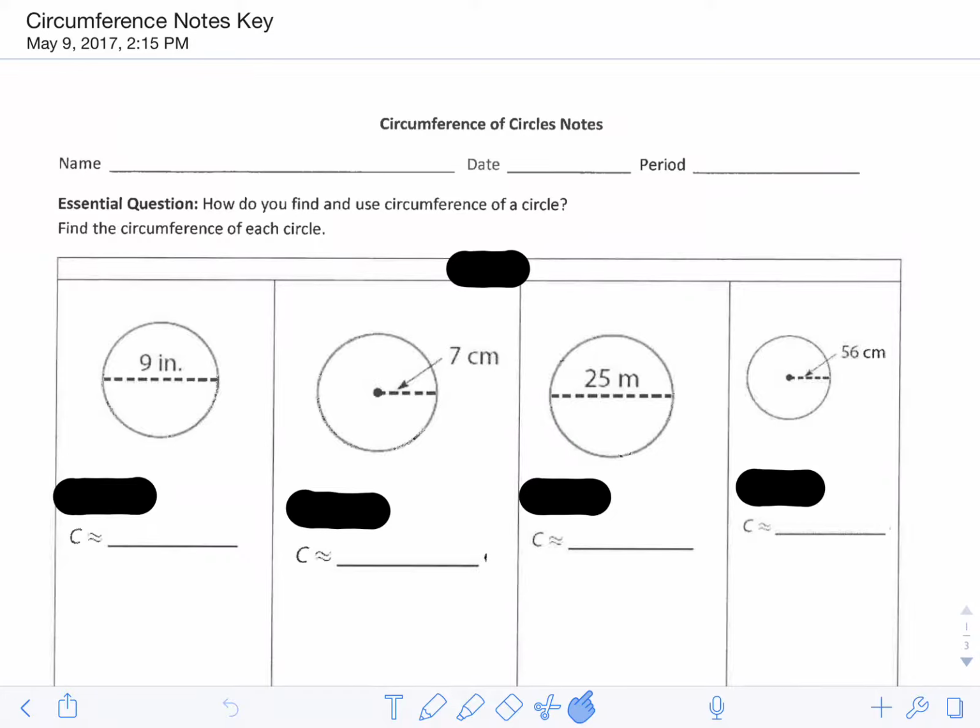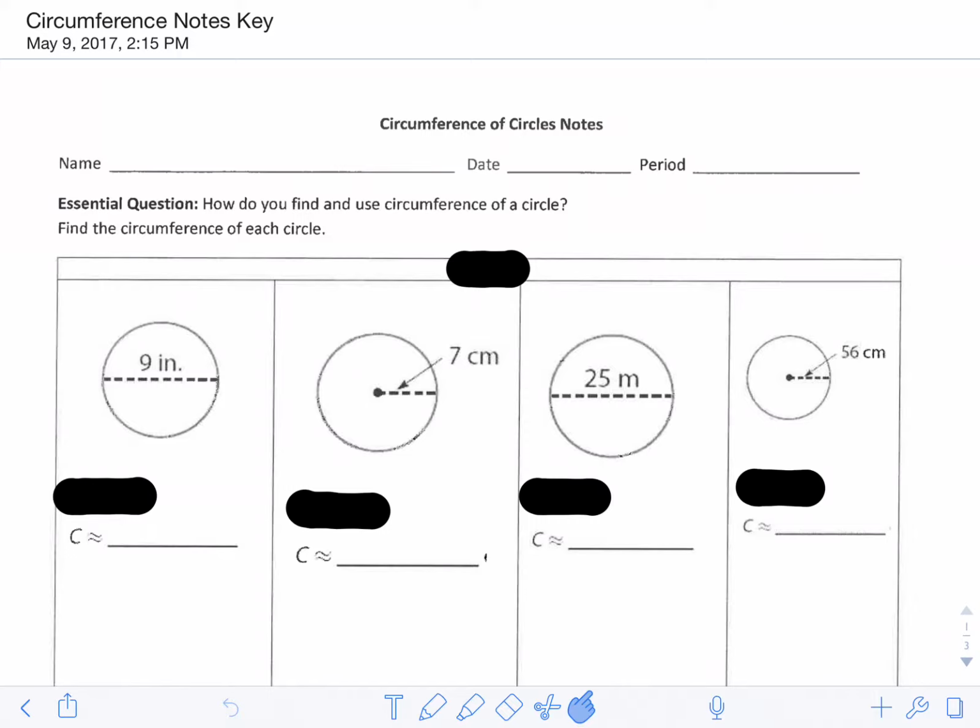Alright, so these are notes over how to find the circumference of a circle. Unlike area, circumference is just the outside. If you imagine taking a rope and trying to make a circle with your piece of rope, the length of that rope is your circumference. Okay, so we are doing this without a calculator.